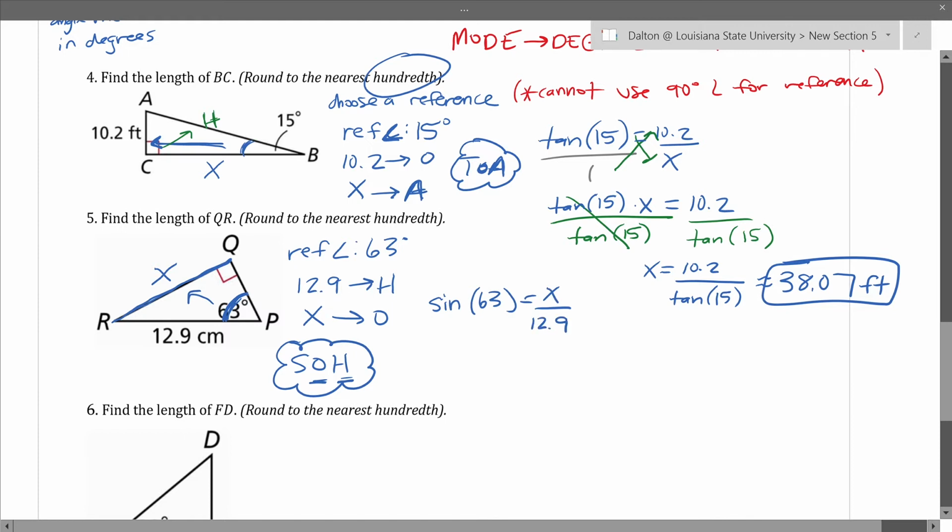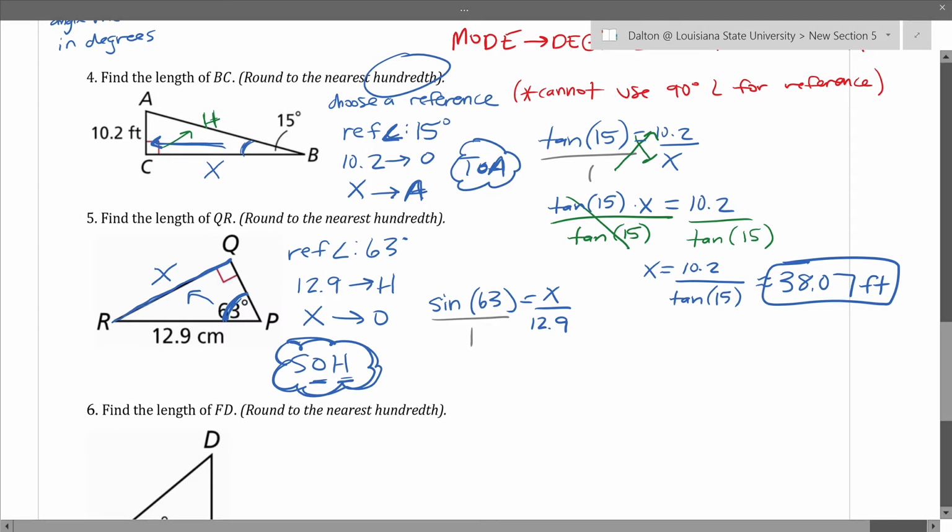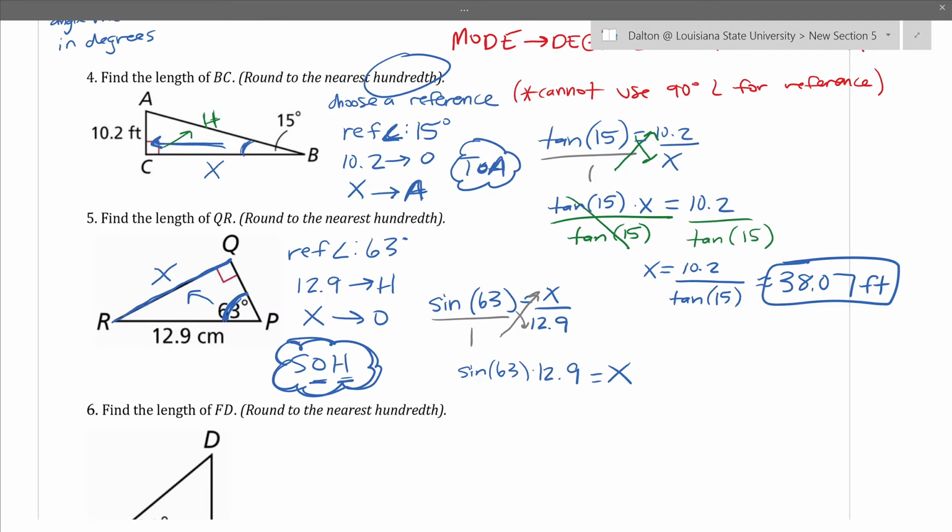So you use this part of the mnemonic device to help you set up the equation. After you set up the equation, you can put the left side over 1. You can cross multiply because you have a fraction equal to a fraction. If you do that, then you have the sine of 63 times 12.9, and that's equal to 1 times x, which is x. Well, the goal is to solve for x. It's to try to get x by itself. Well, notice after one cross multiplication, x is already by itself.